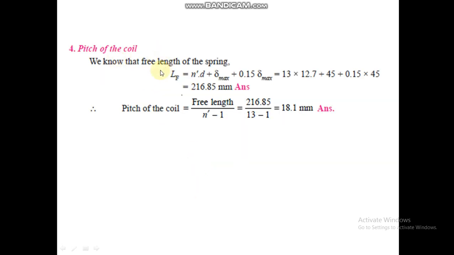Pitch of the coil: apply the formula, find the free length first, and then from the free length you can calculate the pitch of the coil. So this completes the numerical.